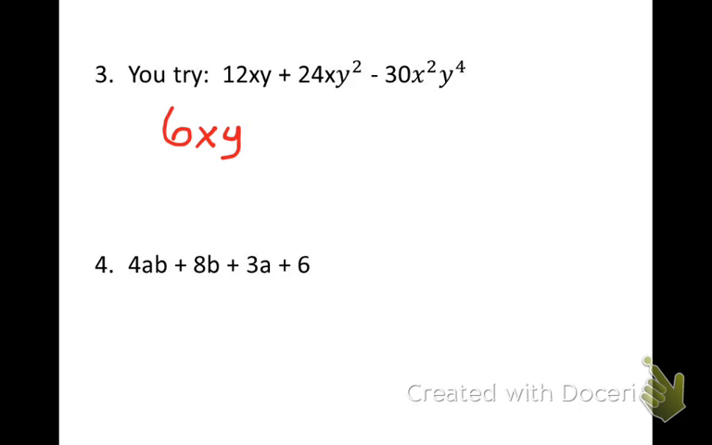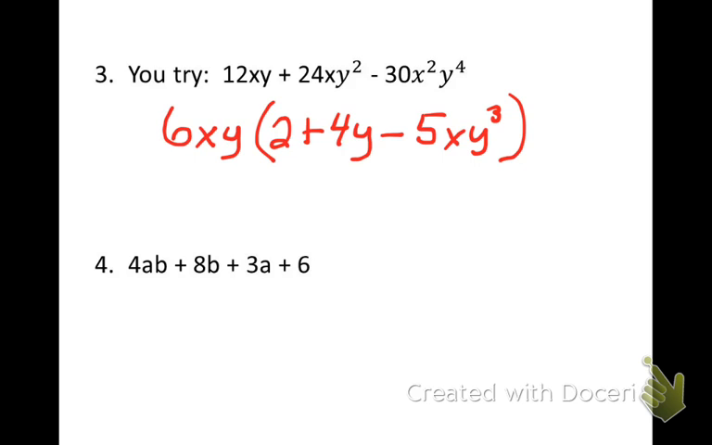So 6xy. Again, when you divide 12xy by 6xy, you're just going to be left with a 2 plus 4y minus, make sure you keep track of your signs, 5xy to the 3rd. Again, glance through there and see if you have anything in common, and you don't, so you should be done.